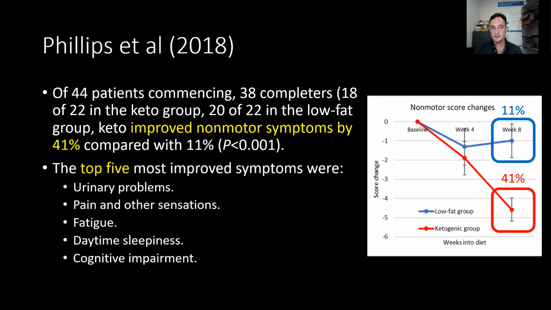And interestingly, the top 5 most improved symptoms were those that tend to be, as a group, fairly levodopa unresponsive. So urinary problems, pain, fatigue, daytime sleepiness, and cognitive impairment were the top 5. There were others, I just listed the top 5. And this is really encouraging. It means that maybe an optimal strategy for someone with Parkinson's would be to use the traditional medication-based strategy plus a metabolic strategy, such as a ketogenic diet.